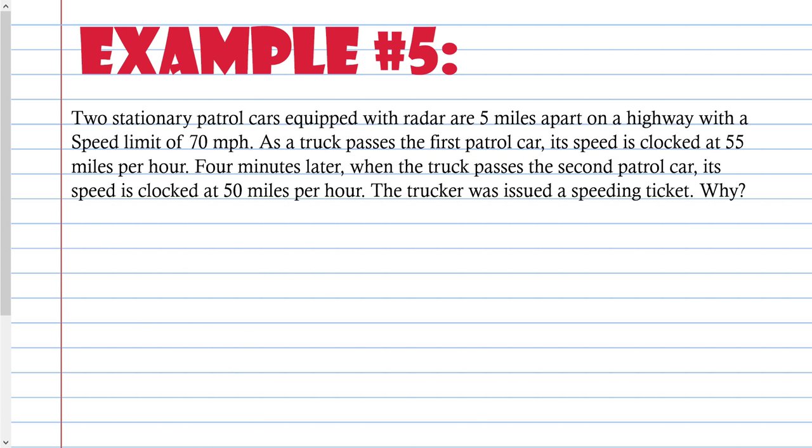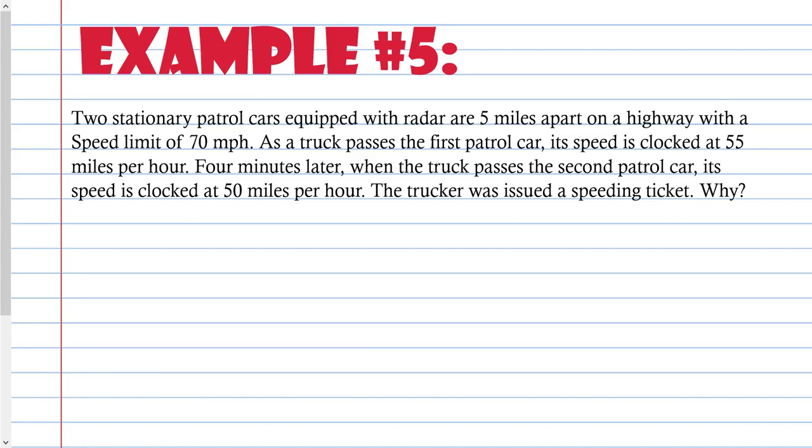Example 5. These are just kind of like thinking questions. 2 stationary patrol cars equipped with radar are 5 miles apart on a highway with a speed limit of 70 miles per hour. As a truck passes the first patrol car, its speed is clocked at 55 miles per hour. So he's going well below the speed limit. 4 minutes later, when the truck passes the second patrol car, its speed is clocked at 50 miles per hour. Even less, slower than the speed limit. The trucker was issued a speeding ticket. Why? He was clocked twice, both times going under the speed limit, but he was ticketed anyway.